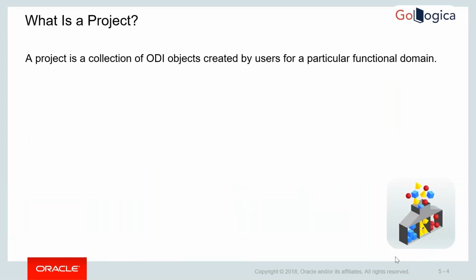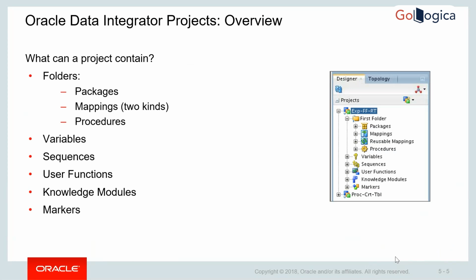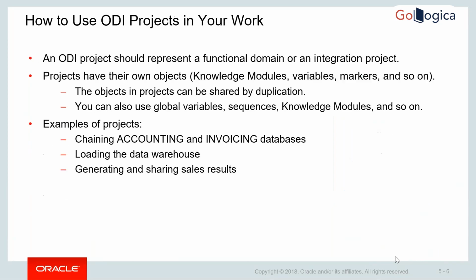In the project we can have the collection of related object definitions that we are going to keep. Under the project we have different object types like folders, packages, mappings, procedures, variables, sequences, user defined functions, knowledge modules, markers. Like this we have different object types available in my projects.